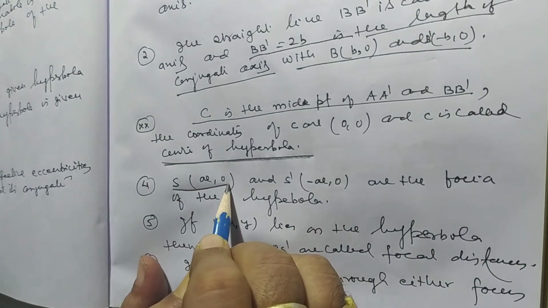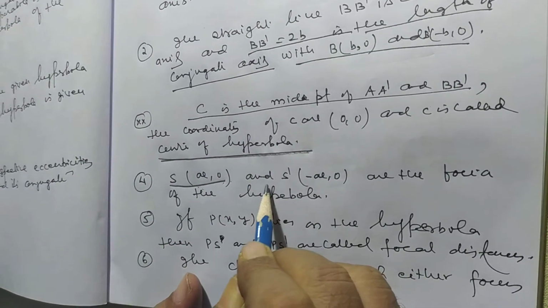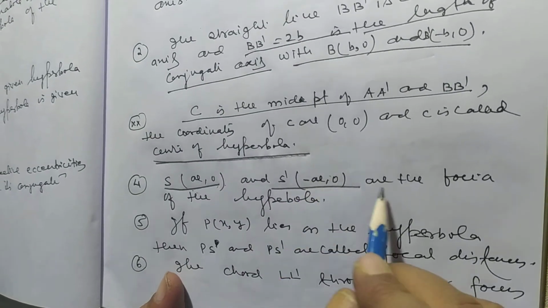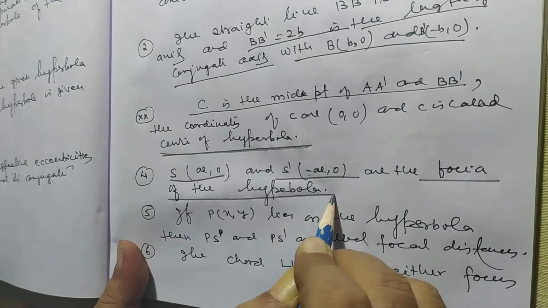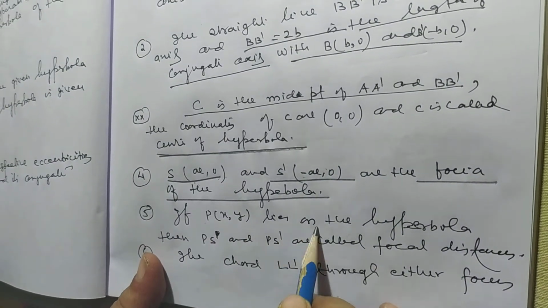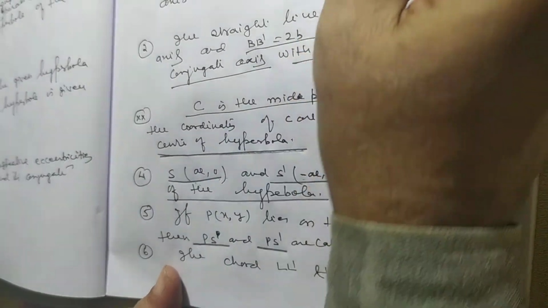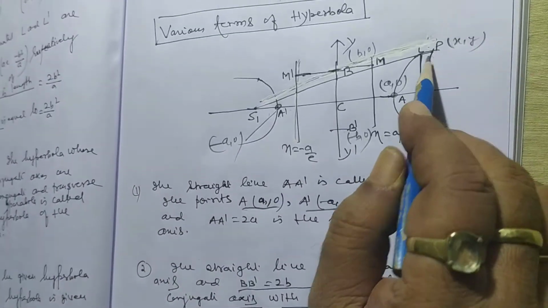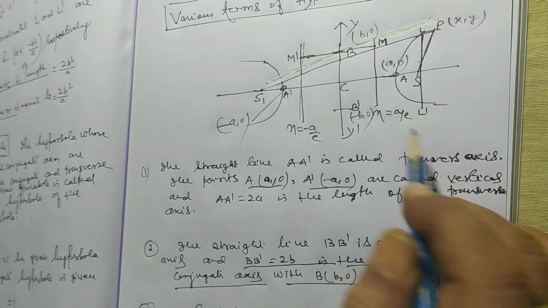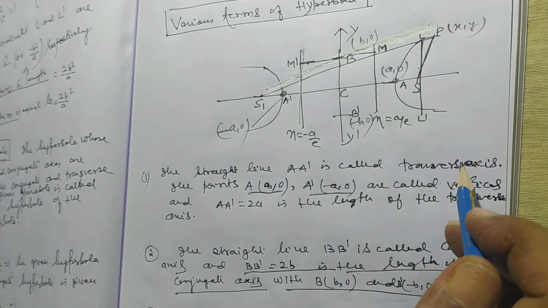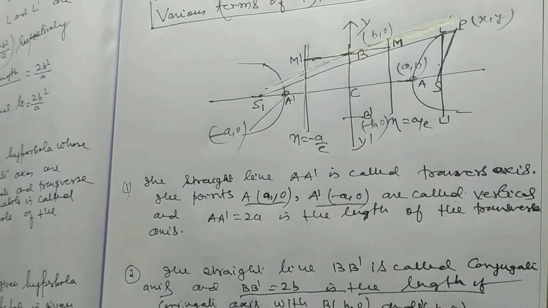S is the focus (c, 0), and S dash (minus c, 0) are the foci of the hyperbola. If P(x, y) lies on the hyperbola, then PS and PS dash are called the focal distances of the hyperbola.